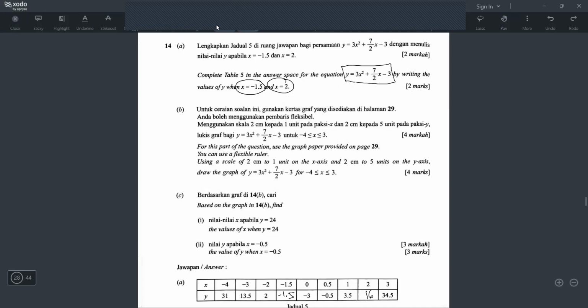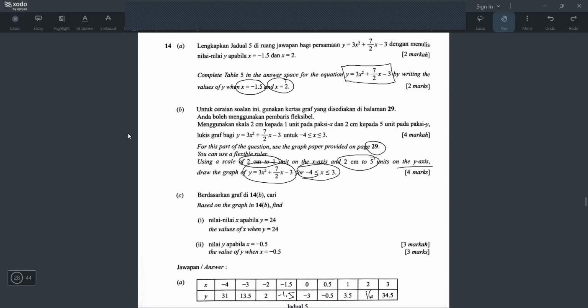Okay, B wants you to, for this part of question, use the graph paper provided on page 29. You can use a flexible ruler. I will not do that. I will just use freehand. Okay. Using a scale of 2 cm to 1 unit on x-axis, 2 cm to 5 unit on y-axis, draw the graph for this equation for this range.